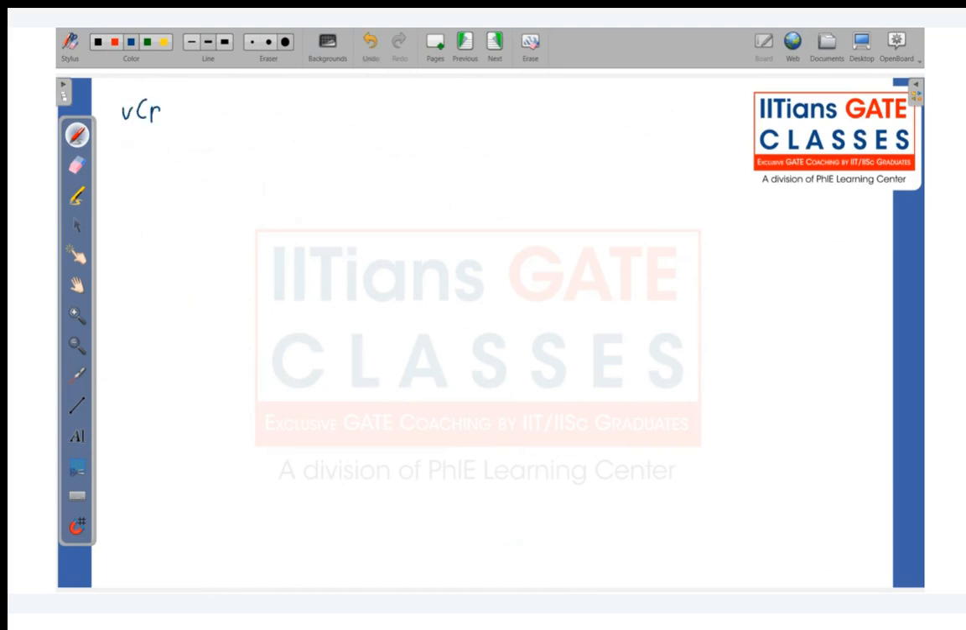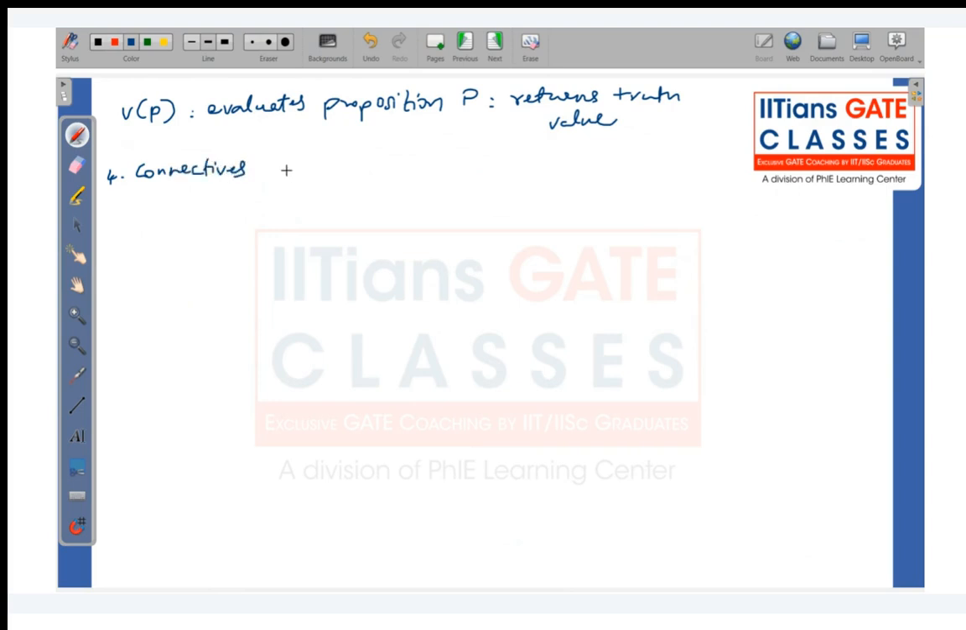Then V of P. This one will evaluate a proposition P, so it will return the truth value. Next come the connectives. These represent the relationships between the propositions.